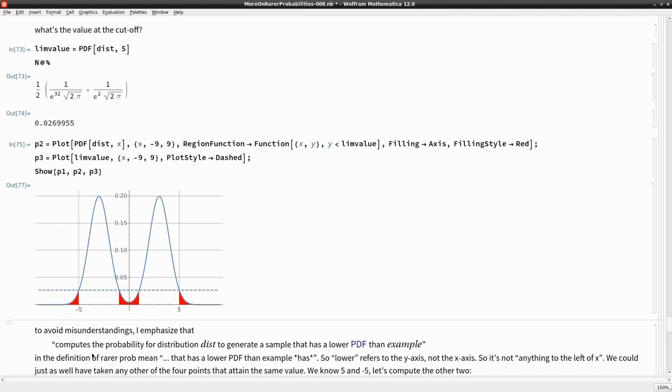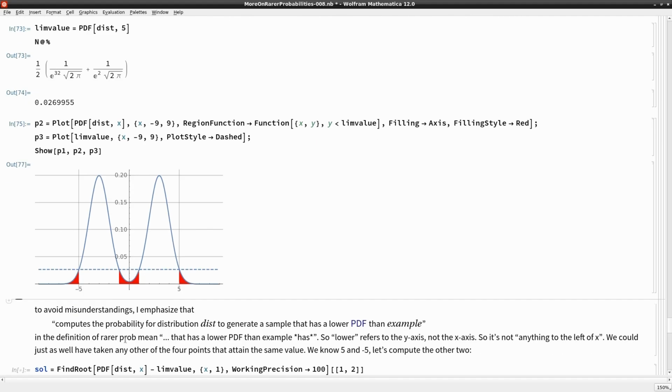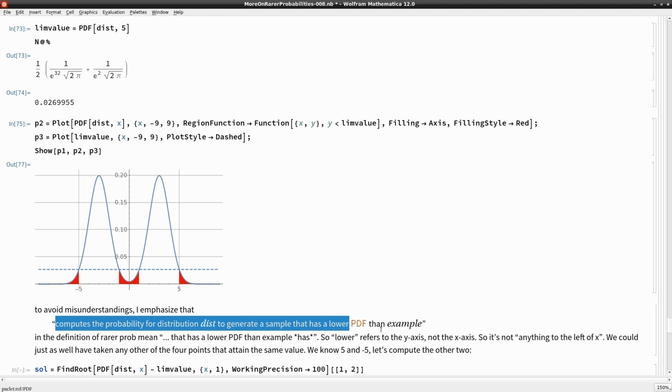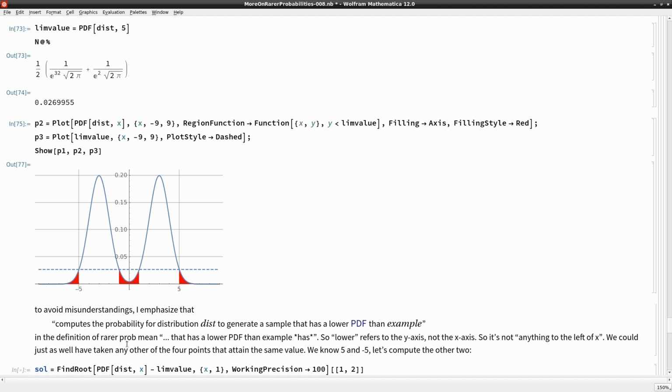And to avoid misunderstandings, I emphasize that when it says in the help browser, it computes the probability for distribution dist to generate a sample that is a lower PDF than example, that really means that has a lower PDF than example has, right? Because example has a PDF. It doesn't mean that example is. It is has, not is. So lower refers to the y-axis, not the x-axis.